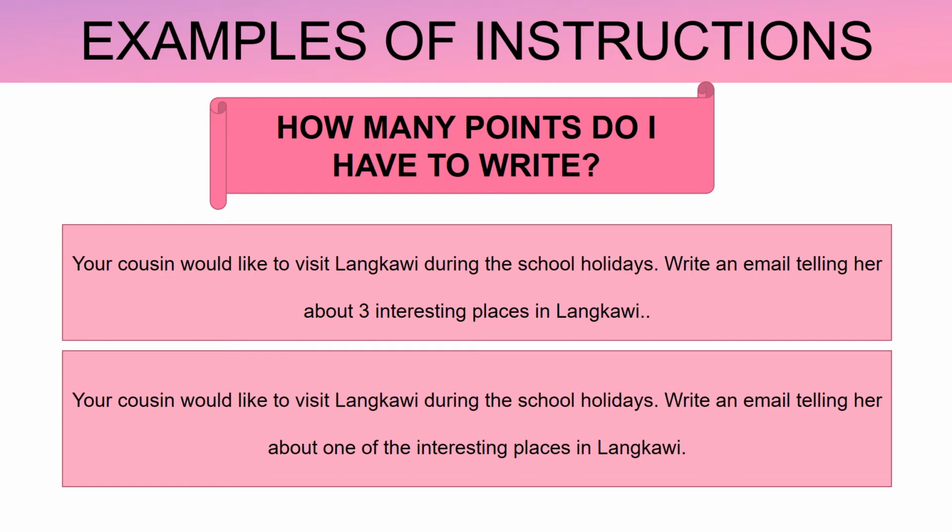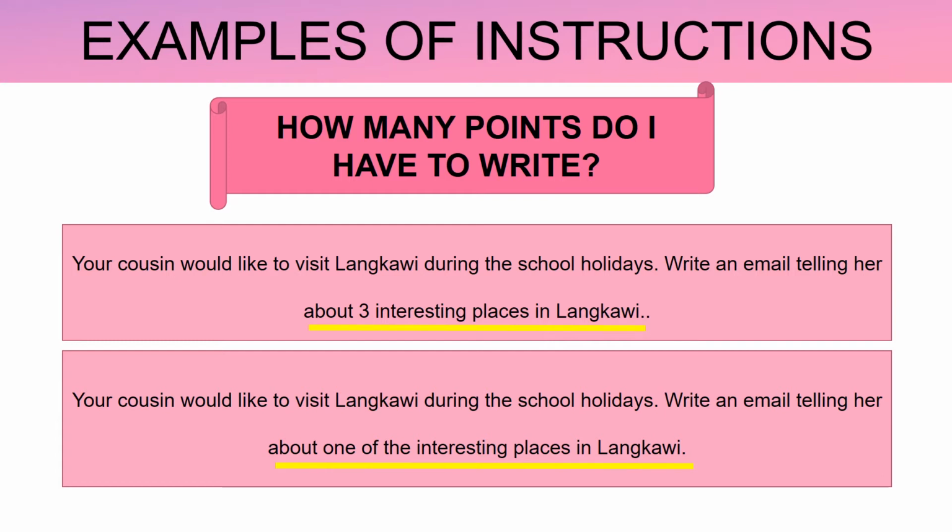So let's take a look at these two instructions. The first one: your cousin would like to visit Langkawi during the school holidays. Write an email telling her about 3 interesting places in Langkawi. It's already stated there, you have to write about 3 interesting places. So you cannot write less and you cannot write more. And the next one: your cousin would like to visit Langkawi during the school holidays. Write an email telling her about one of the interesting places in Langkawi.